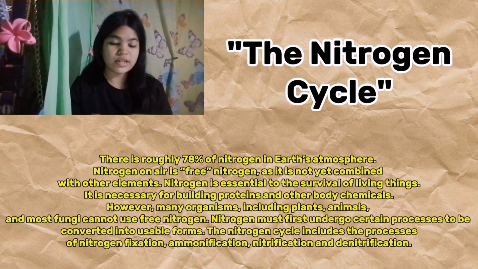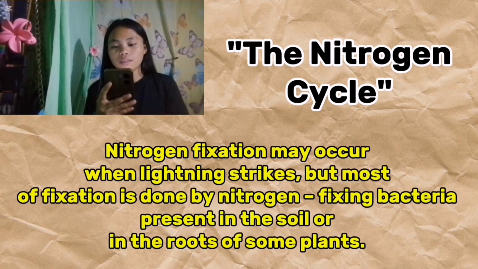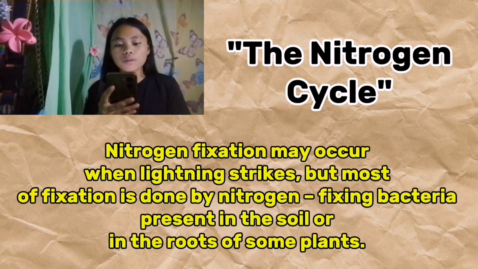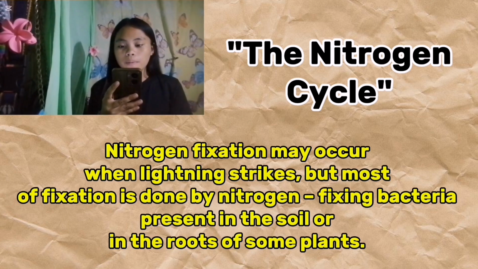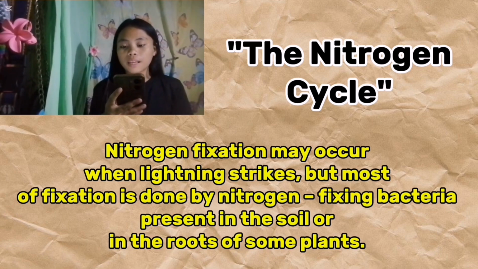The nitrogen cycle includes the processes of nitrogen fixation, ammonification, nitrification, and denitrification. Nitrogen fixation may occur when lightning strikes, but most fixation is done by nitrogen-fixing bacteria present in the soil or in the roots of some plants.